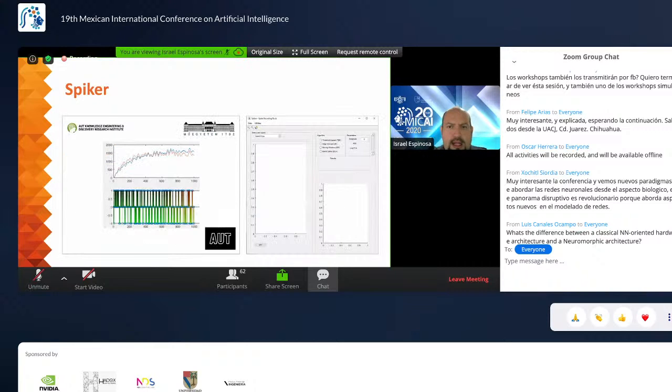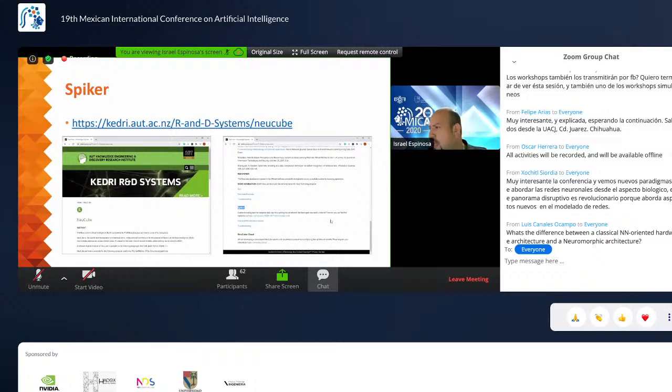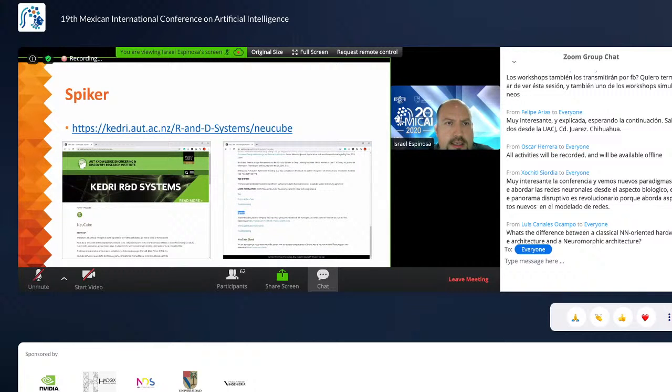Okay, I will share my screen also because I want to do some examples with you on how to use this Spiker algorithm. But I think I will need to share the screen.